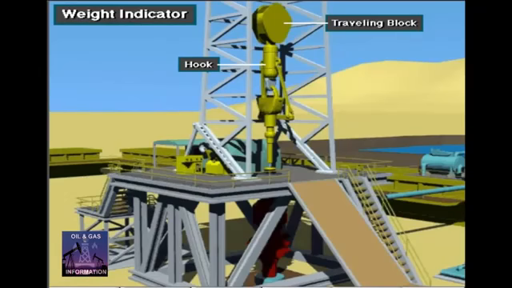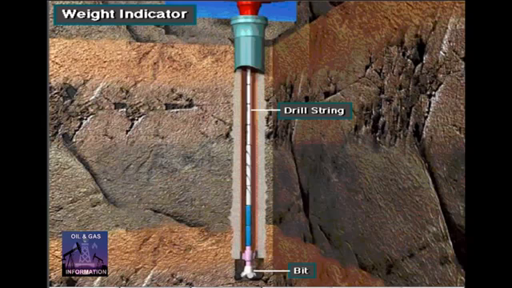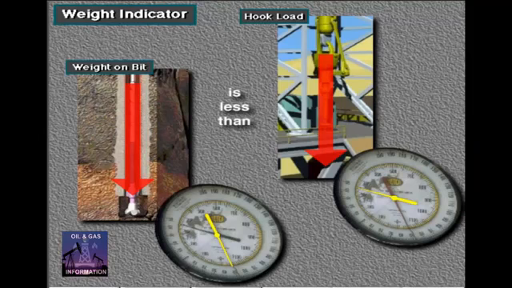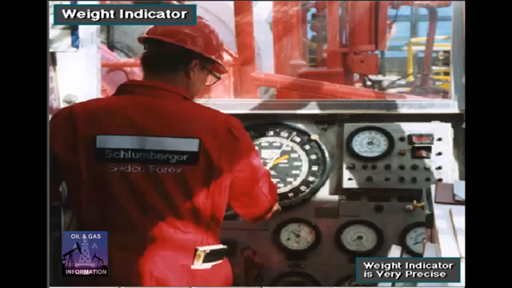The hook load is the total amount of weight hanging from the hook. Weight on the bit, or WOB, is the amount of weight put on the bit by the drill string. It is less than the hook load. The weight indicator is extremely sensitive to hook load changes.